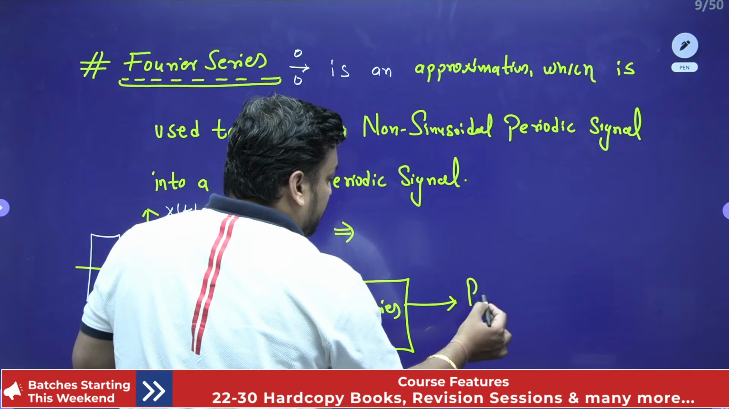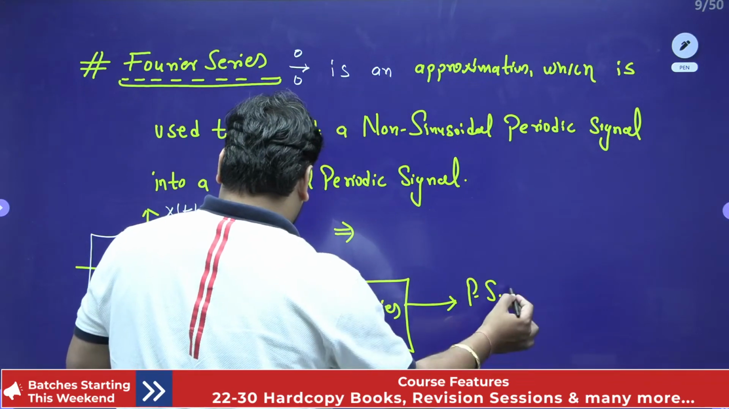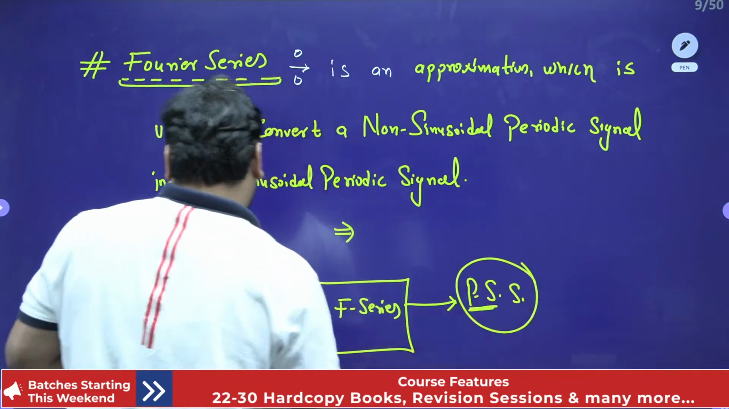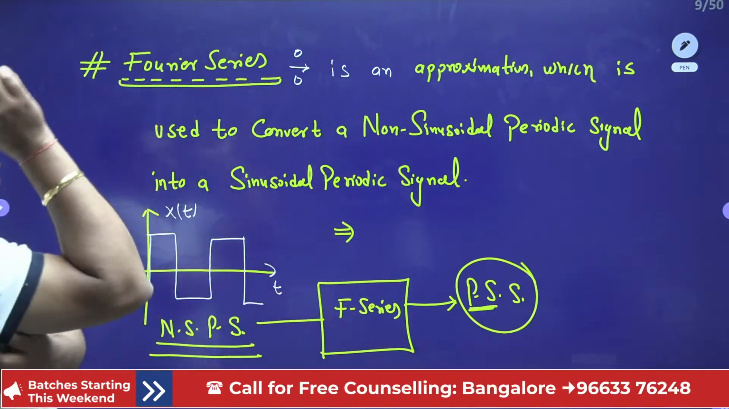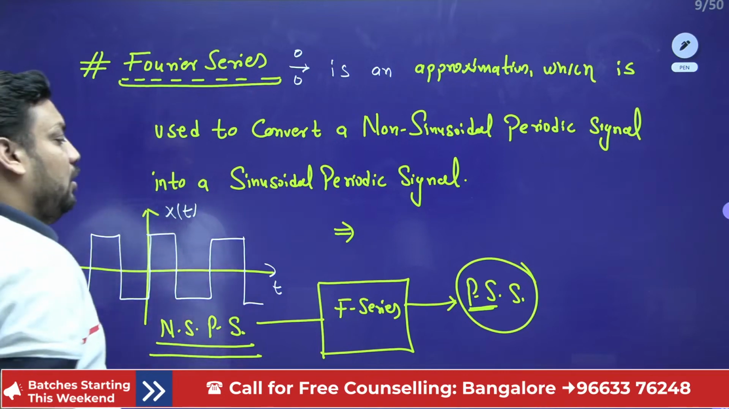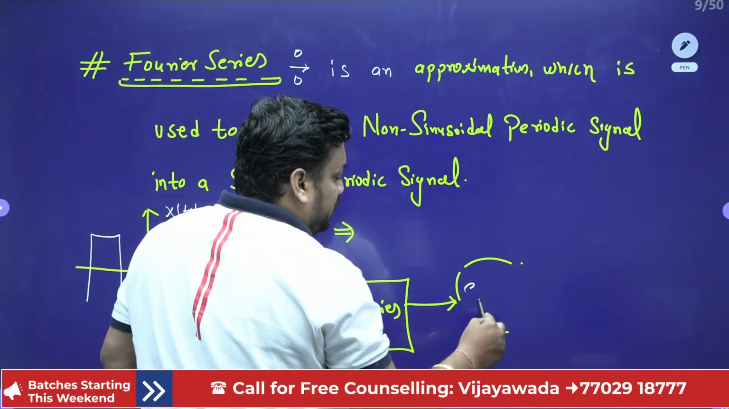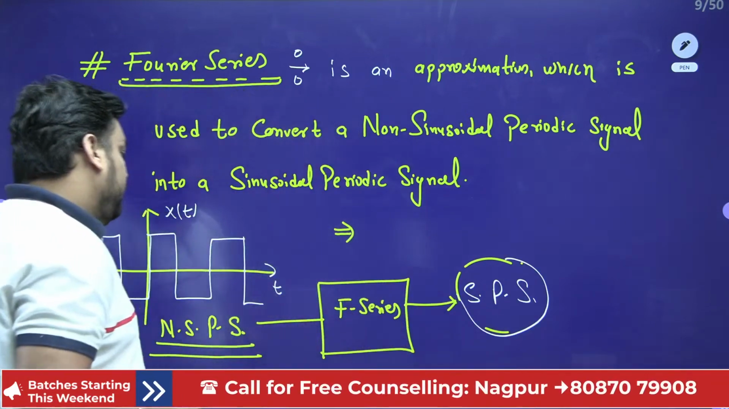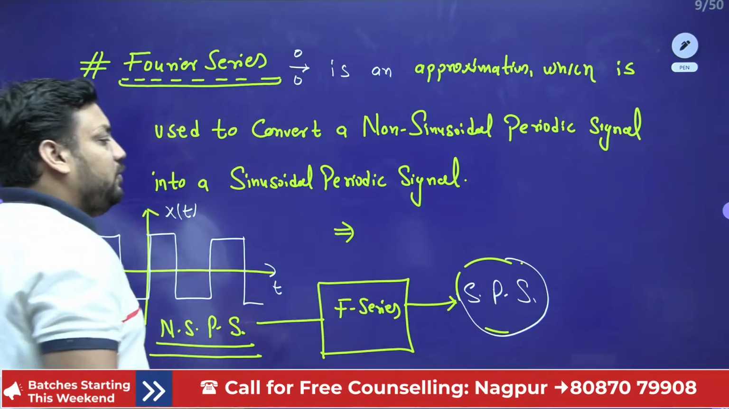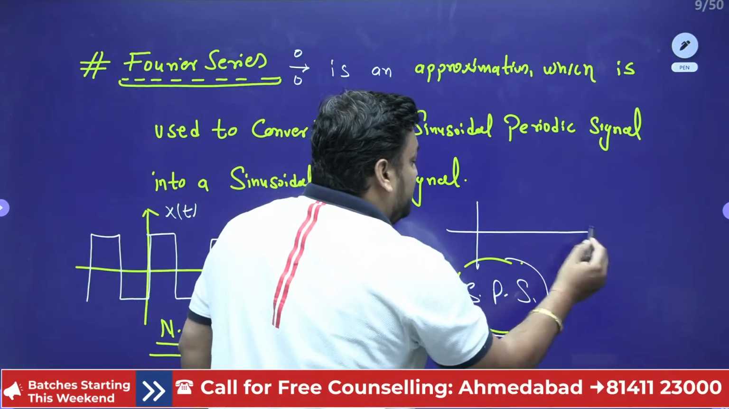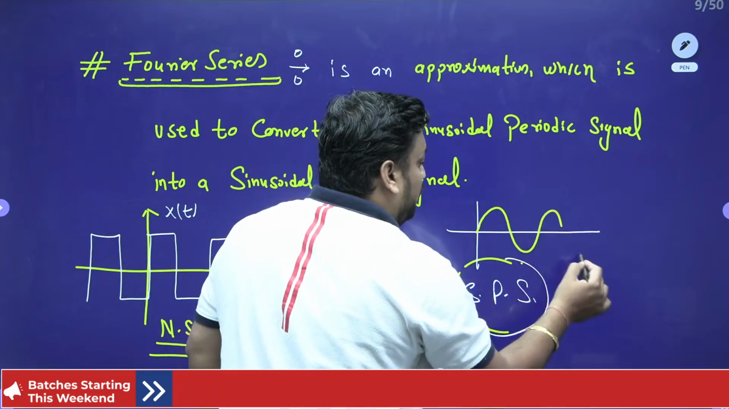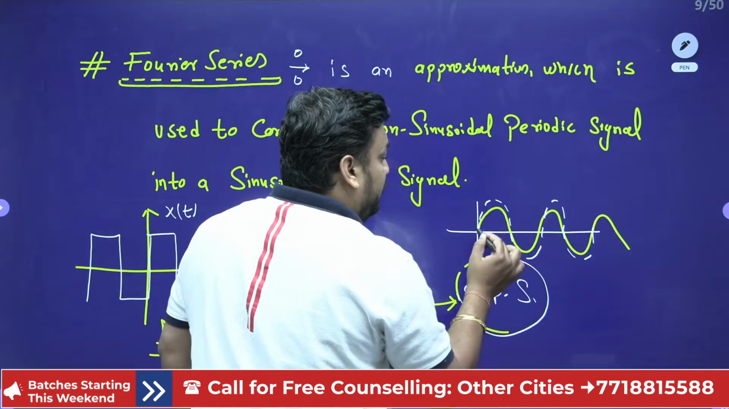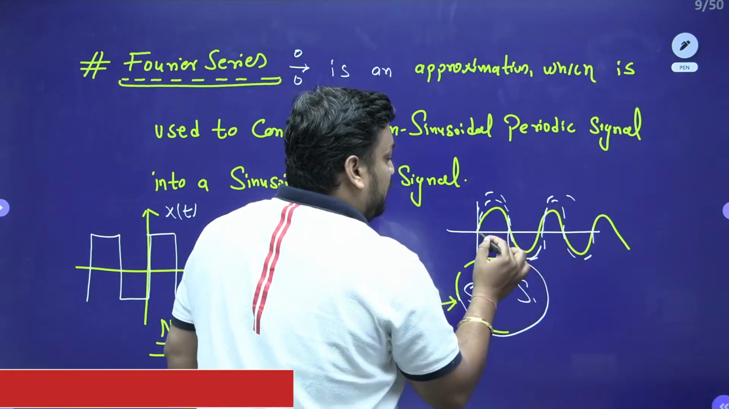a sinusoidal periodic signal. Here the input is non-sinusoidal and the output is a sinusoidal periodic signal, guys. It means, sir, this we can achieve by using the addition of different sinusoidal waveforms having different frequencies, having different amplitudes, like that.